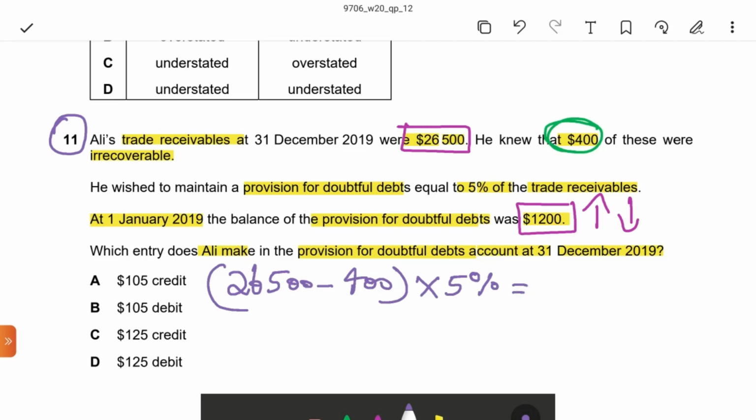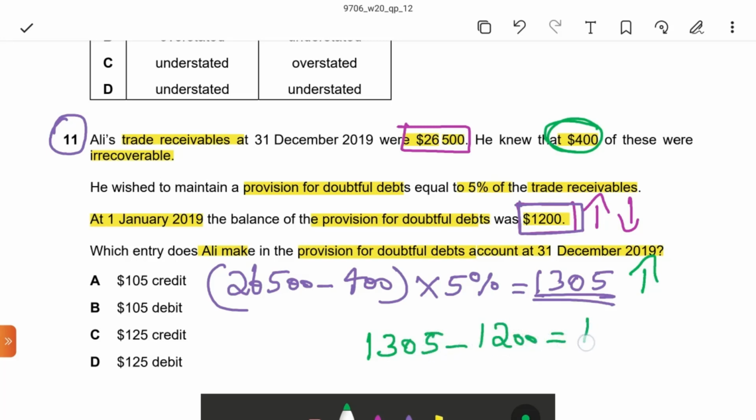After deducting the bad debt only, we always calculate the provision. So the amount is 1,305. What was our opening provision? Opening provision was 1,200. So is it decreasing or increasing? The amount is increasing. So how much is the increase? 1,305 minus 1,200. 105 is increasing. So for an increase in provision for doubtful debts, the income statement account is debited and provision for doubtful debts is credited.